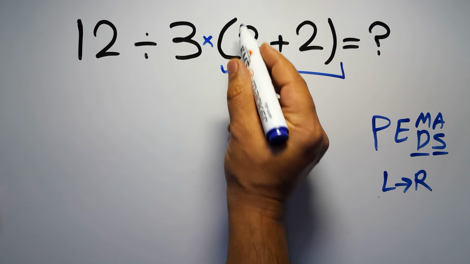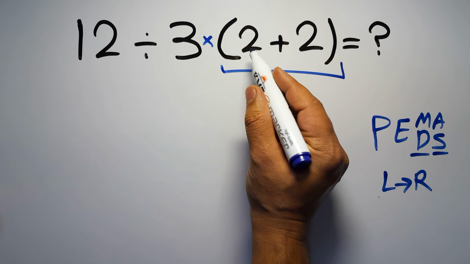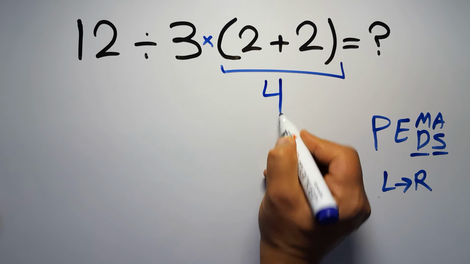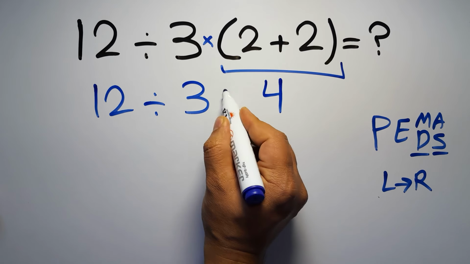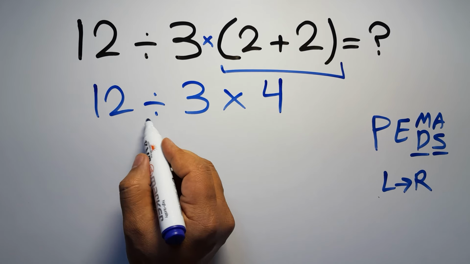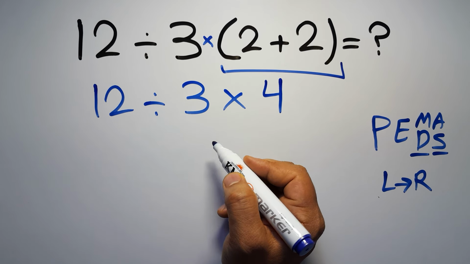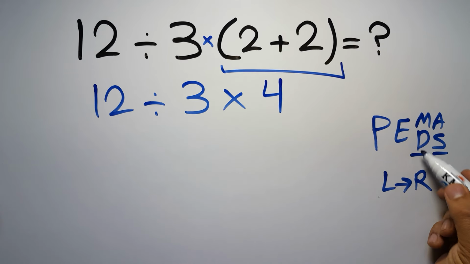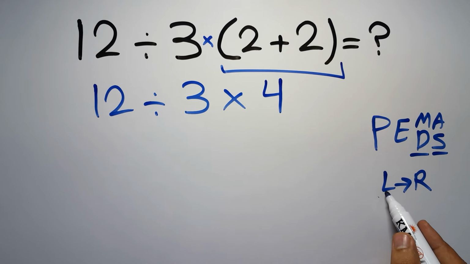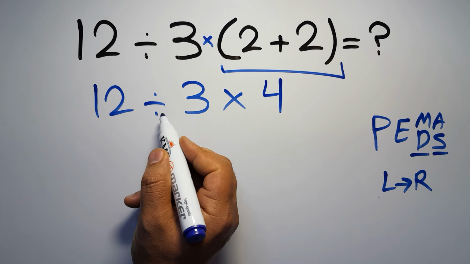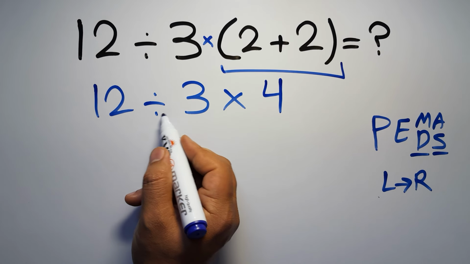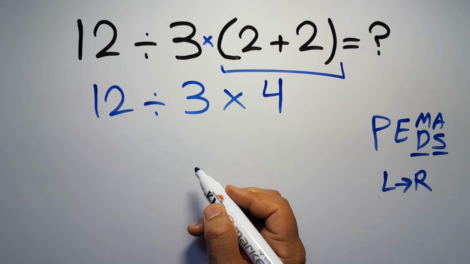So first we have to do this parenthesis. Inside this parenthesis we have 2 plus 2, which equals 4. So 12 divided by 3, then times 4. Now we have one division and one multiplication. As I said, multiplication and division have equal priority and we have to work from left to right. So here first we have to do this division, then this multiplication.